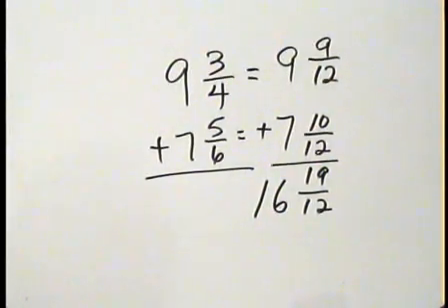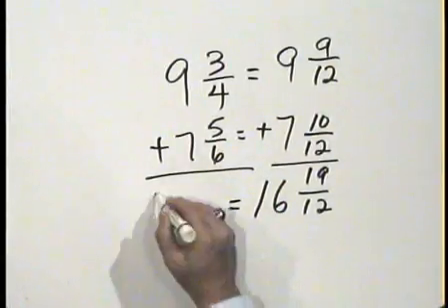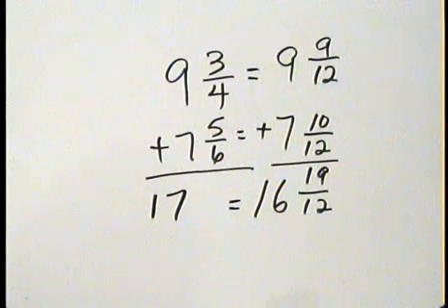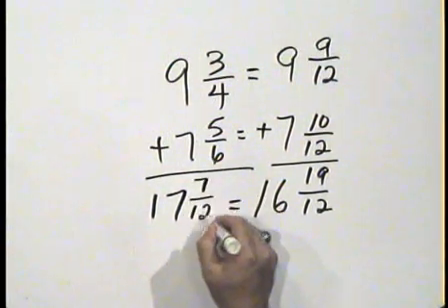I have an improper fraction. I know that when I add two proper fractions, I get an improper fraction. When I simplify, the whole number has to be 1. I add the 1 to the 16, I get 17. What's left? 19 minus 12 leaves me 7 twelfths.